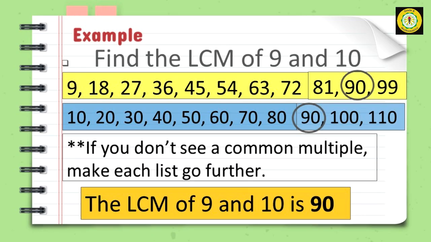Next example. Find the LCM of 9 and 10. The multiples of 9 are 9, 18, 27, 36, 45, 54, 63, 72, 81, 90, 99. The multiples of 10 are 10, 20, 30, 40, 50, 60, 70, 80, 90, 100, 110. If you don't see a common multiple, make each list go further. The LCM of 9 and 10 is 90.